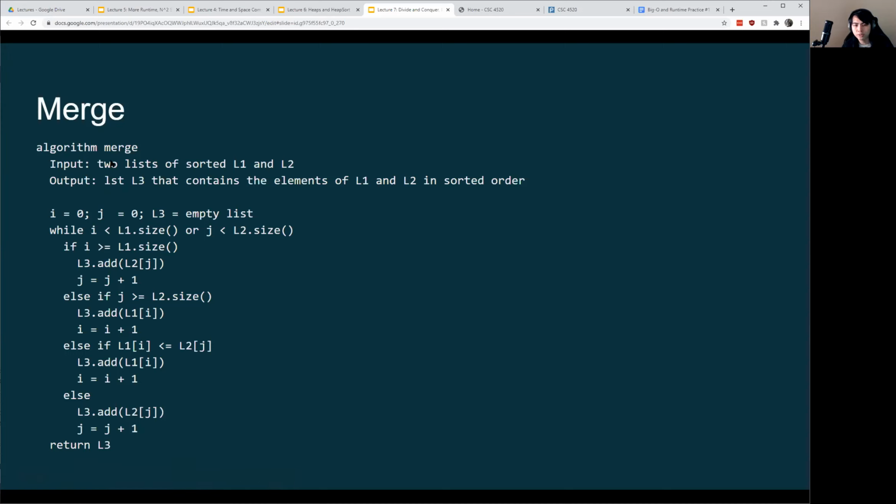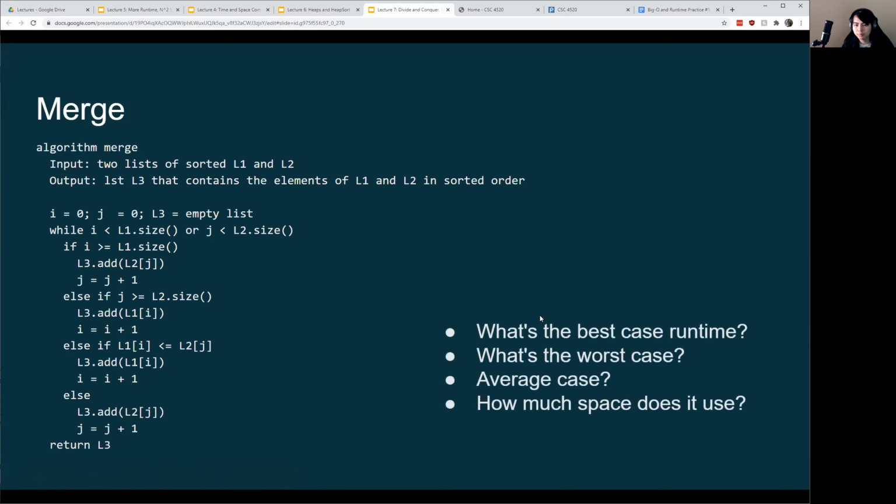Merge is an algorithm that takes in 2 sorted lists, L1 and L2. And it's going to output an L3 that contains the elements of L1 and L2 in sorted order. I'm going to give you some time to think about the best case, the worst case, and the average case. And then we'll go through it together and try to analyze it together, right? Again, there is no shame in not knowing, but what I want you to do is try to read this function.